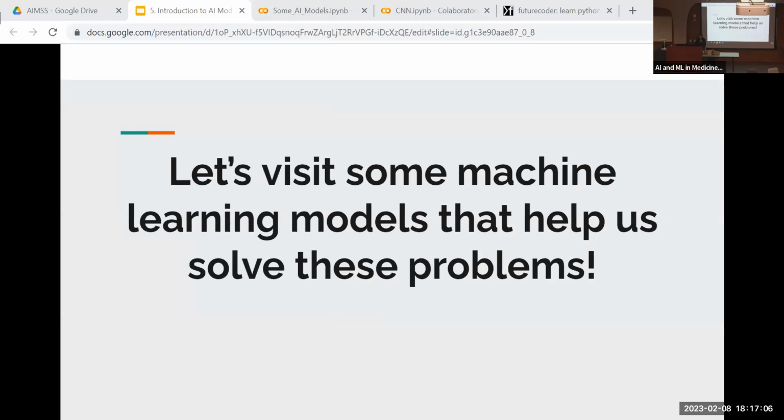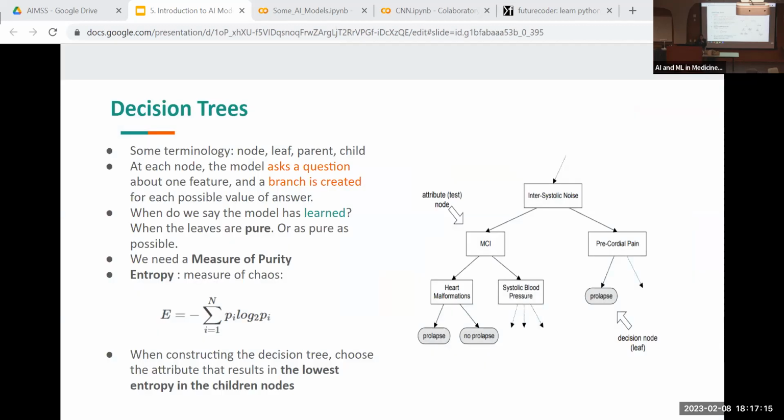So with this background, let's now visit some of these models that can help us solve the problems we talked about. Let's start with decision trees. A decision tree is a machine learning model for classification problems. As you see in the graph, a decision tree starts with some nodes, and at each node, we ask a question about the data that is fed to the decision tree. Like, we have data and we ask if there is an intersystolic murmur.